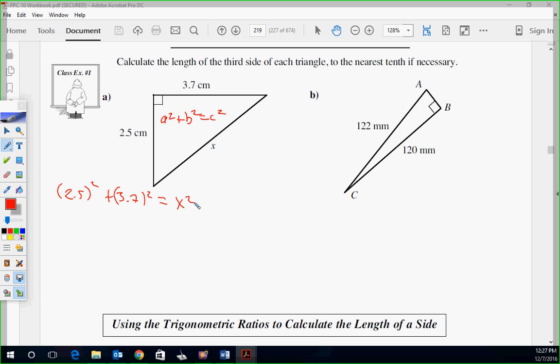4.5? These two added up? No, that is... 2.5 squared is 6.25. You guys are confusing me. 6.25, and what's this one? 19 point... Okay, and then you square rooted, and that's how you got the 4.4? Gotcha.